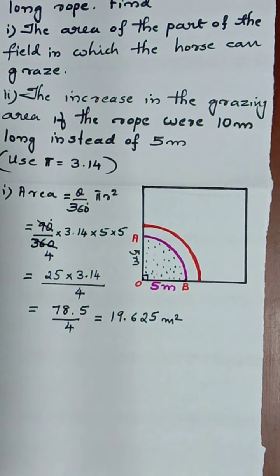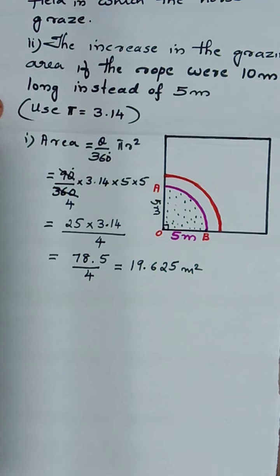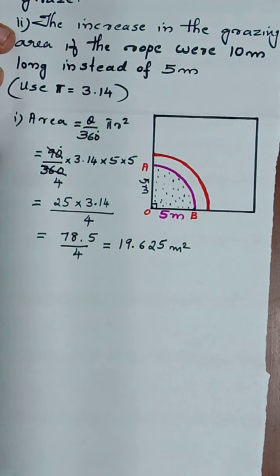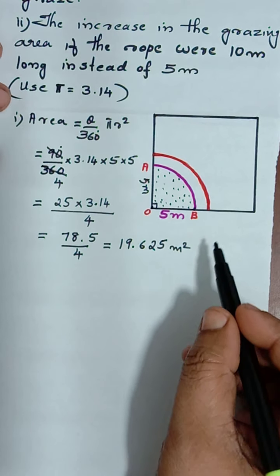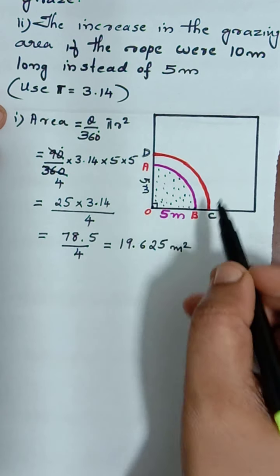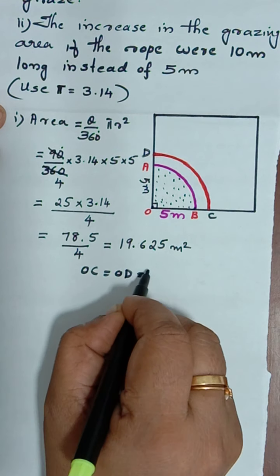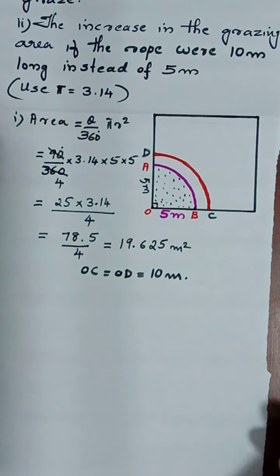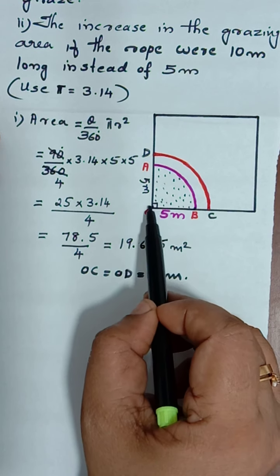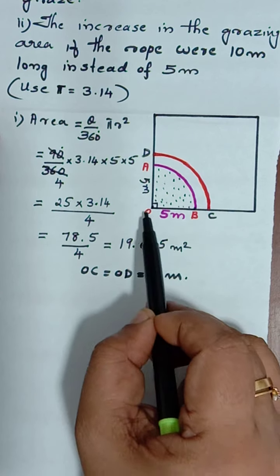Next comes increase in area. Just see the figure once more, then you will understand what is meant by increase in area. Now, length of the rope has increased to 10. So, let us mark it as AB over C. I will mark here it is D. Here OC equal to OD equal to 10 meter. That is the length of the rope. So, the horse can move in OCDO, this area. This is a sector in which a horse can graze.